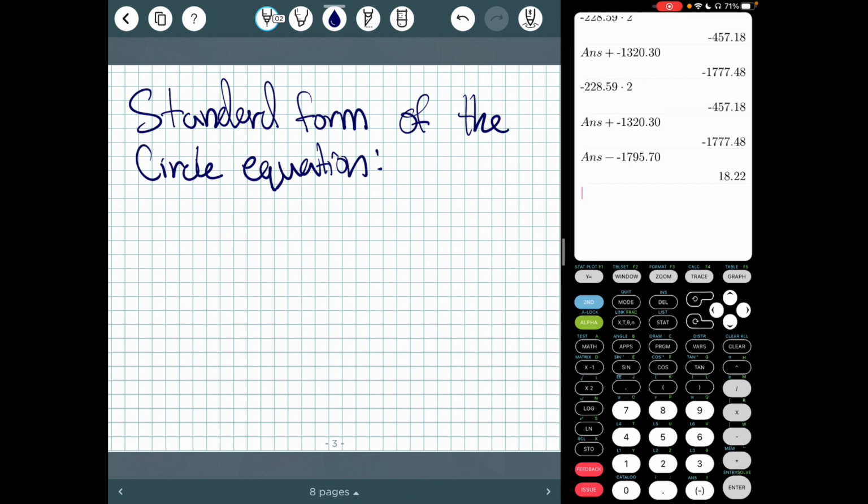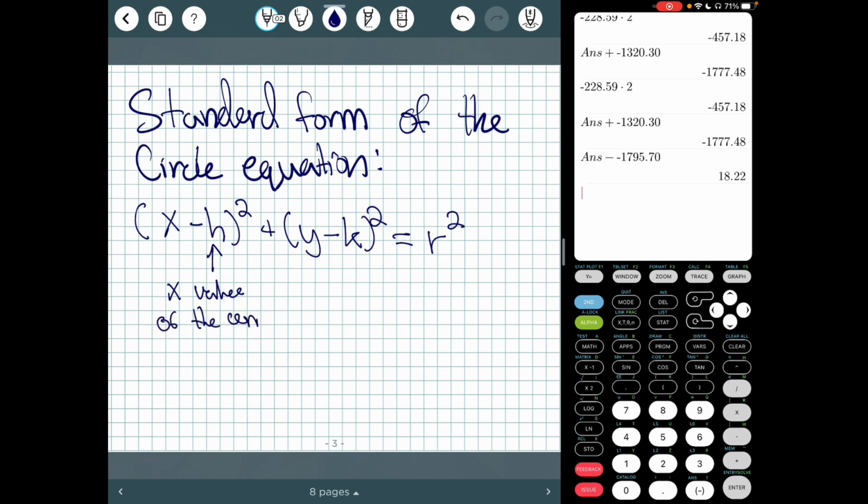The standard form of a circle is x minus h squared plus y minus k squared equals r squared. So the h is the x value of the center, and the k is the y value of the center. And the r is the radius, which is from the center to one of the outer points. So radius. Remember that the radius in the equation is always radius squared.